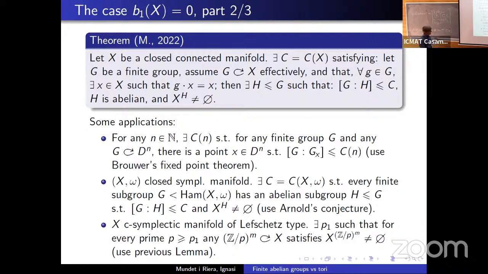And the reason is that if you consider a P group, like Z mod P to the M, any proper subgroup is going to have index at least P. So if you take the prime P bigger than the constant C here, then the theorem applied to P groups tells you that any action of the group will have a fixed point.